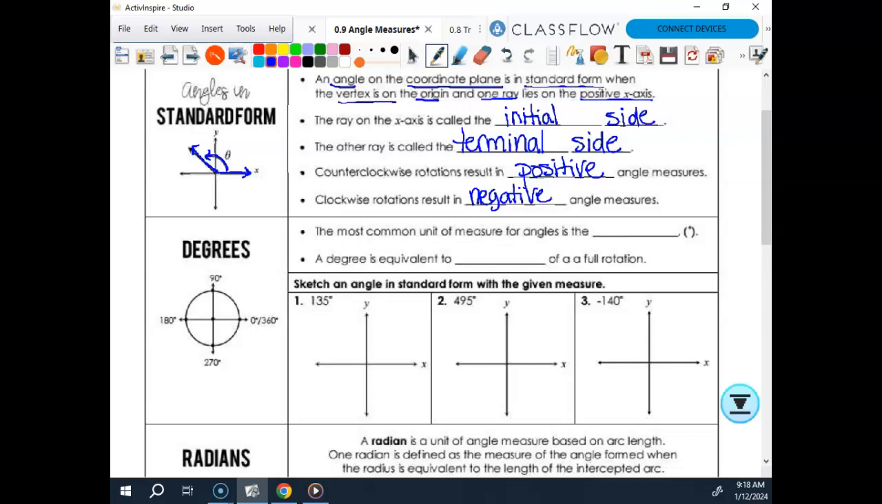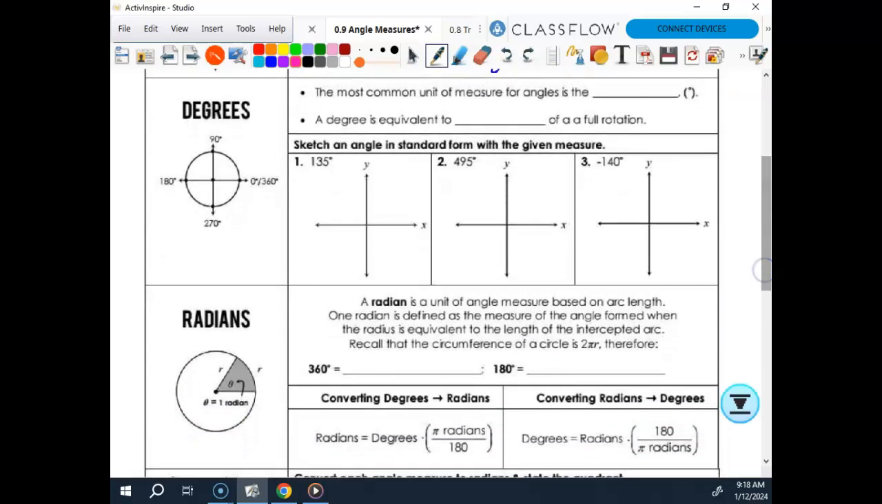Good deal. All right. So the most common unit of measure for angles is the degree. It's the only one you knew existed until you got to geometry, most likely. Okay, and you've known degrees for a long time. There's a little degree symbol over there. So how many degrees are in a circle? 360. So if I go all the way around, that's 360 degrees. If I go 1 degree, that is equivalent to 1/360th of a full rotation.